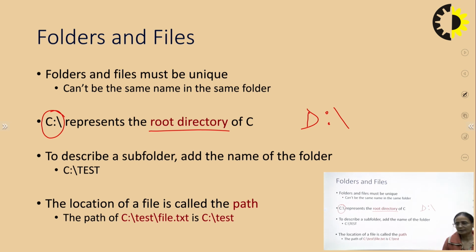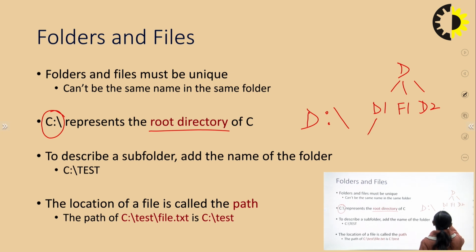For example, I have a D drive. In this D drive, I have two subdirectories, D1 and D2, as well as a file F1. Now, this D1 directory has, for instance, files F2 and F3. This directory has only one file, let's suppose F4. This is the tree I have under D.